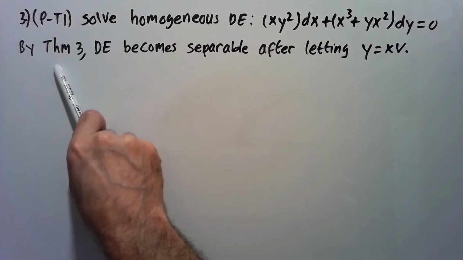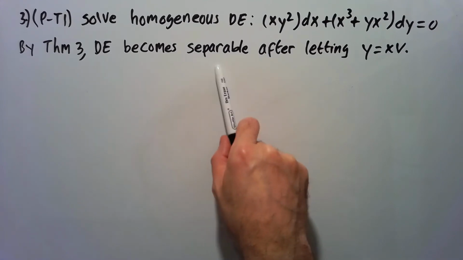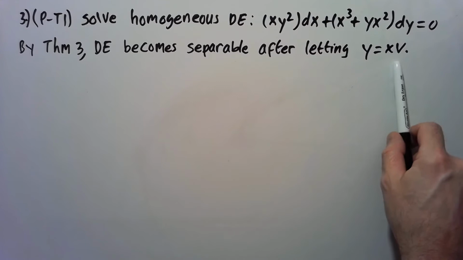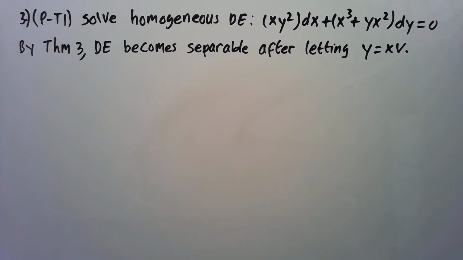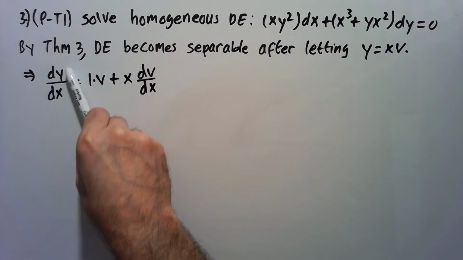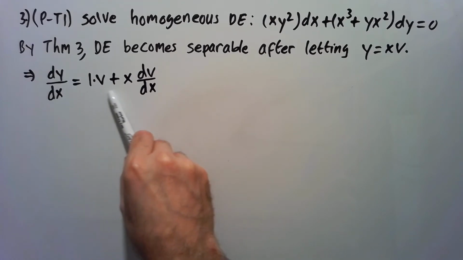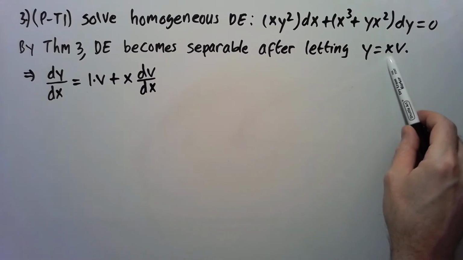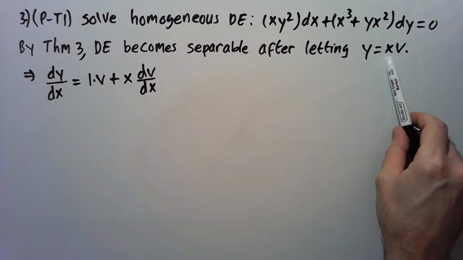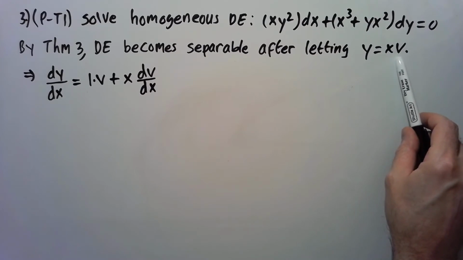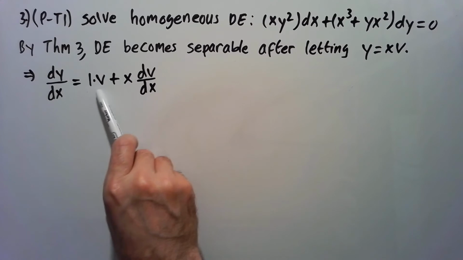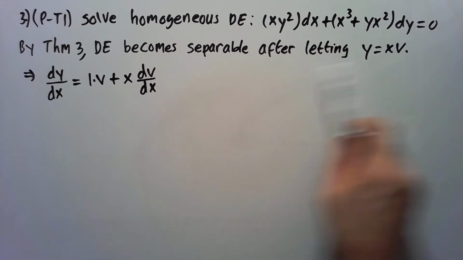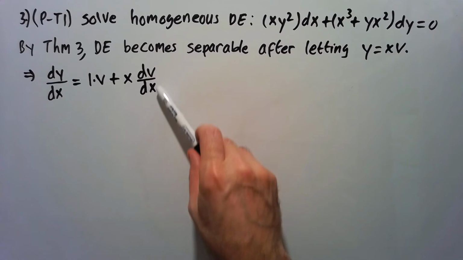Okay, so again by theorem 3, the differential equation will become separable after letting y equal xv. So now let's take the derivative on both sides of this with respect to x. Doing that, we get dy dx equals 1 times v plus x dv dx. I'm using the product rule, thinking of x as the first function and v as the second function. So the derivative of x is 1, so it'll be 1 times v plus the first function x times the derivative of v, which I'm calling dv dx.